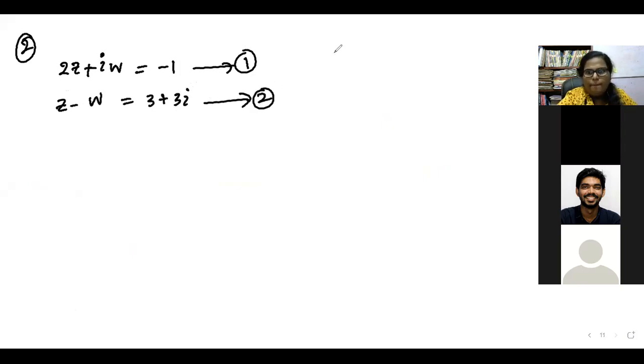Give me 1 second. Right. So here you can see you have two variables, Z and W, and we have to find this Z.